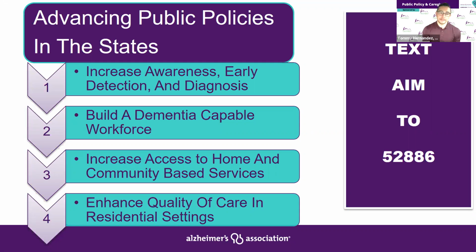Another thing we could do as far as building a dementia-capable workforce is to require training for adult protective services workers and law enforcement on effective intervention in cases involving individuals with cognitive impairment. Now, we've made some tremendous progress with updating a silver alert notification bill.